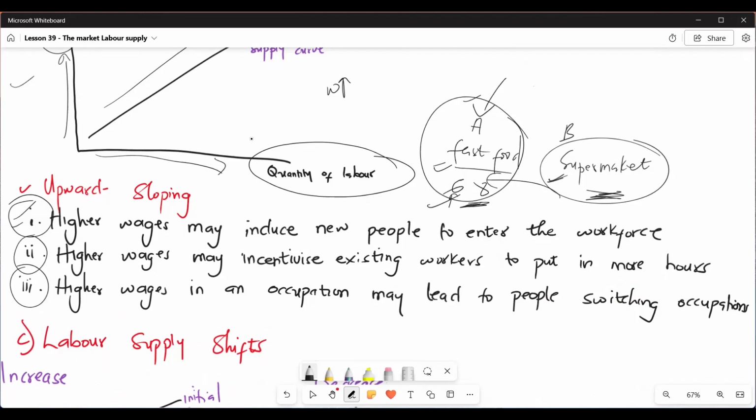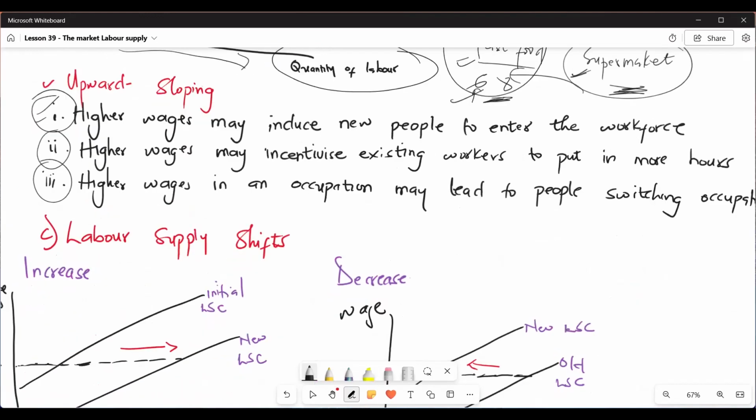So three things account for an upward sloping market labor supply curve. First, an increase in wage in a particular industry may cause people who were not working to come in. Second, people who were working might also increase their labor hours. And third, other people will switch industries and move to the industry with the higher wages. If any of these happen, higher wages cause more working hours, which is an upward sloping market labor supply curve.